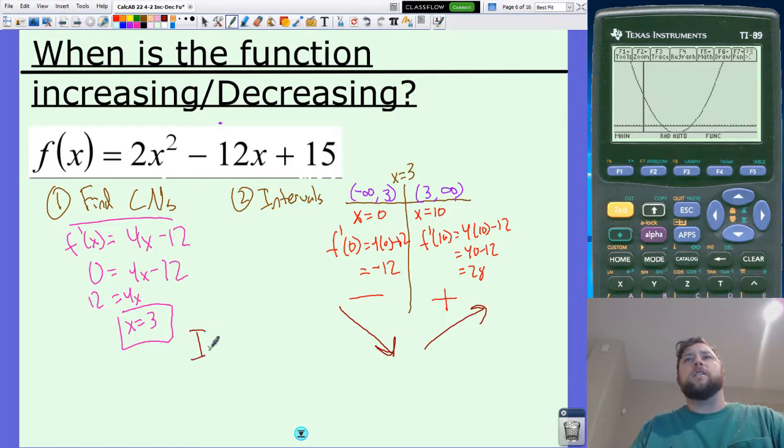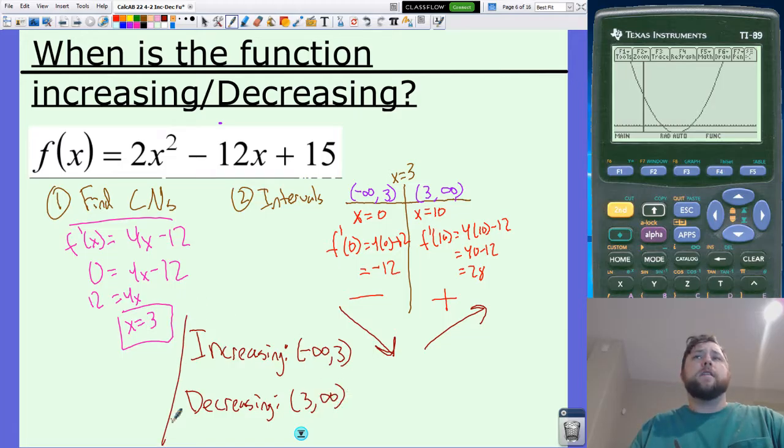So I'll say it's increasing on the domain from negative infinity to 3, and it's decreasing on the domain from 3 to positive infinity. And that's what I want to do for my answer.